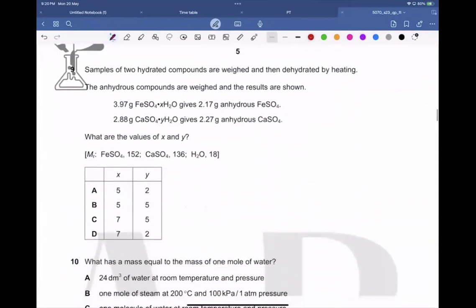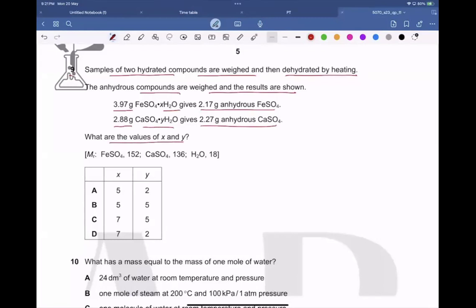Now, question number 9. Samples of two hydrated compounds are weighed and then dehydrated by heating. The anhydrous compounds are weighed and the results are shown. 3.97 gram of iron sulfate dot XH2O gives 2.17 gram of anhydrous iron sulfate. 2.88 gram of calcium sulfate dot YH2O gives 2.27 gram of calcium sulfate. What are the values of X and Y?